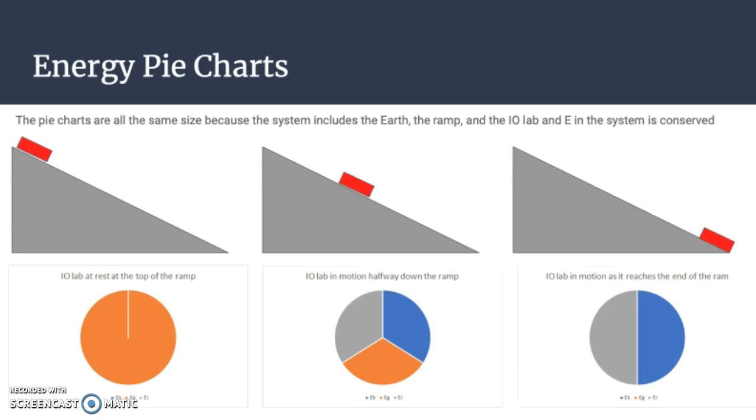At the top of the ramp, before the IO lab starts moving, all of the energy is gravitational potential energy. About halfway down the ramp, there's less potential energy because the IO lab is closer to the earth. There's internal energy building up due to the friction from the ramp, and there's kinetic energy because the IO lab is in motion. At the bottom of the ramp, there's no more gravitational potential energy because the IO lab is on the ground. There's more kinetic energy because the IO lab is moving faster, and there is more internal energy because the IO lab has experienced more friction. The pie charts are all the same size because the system includes the earth, the ramp, and the IO lab, and the energy in the system is conserved.